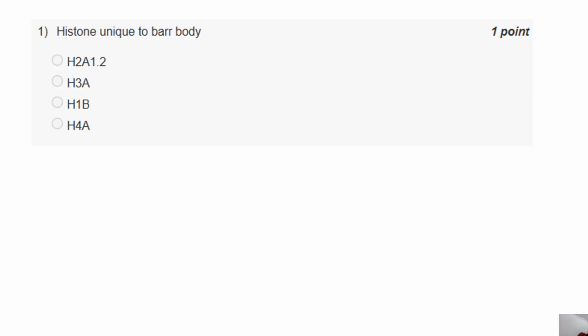So X inactivation, dosage compensation, and the expression of X-linked genes: the same amount of X-linked gene products between males and females. Males have one X chromosome, females have two X chromosomes, and yet the mean amounts of gene products of X-linked genes are the same in males as in females through X chromosome inactivation.